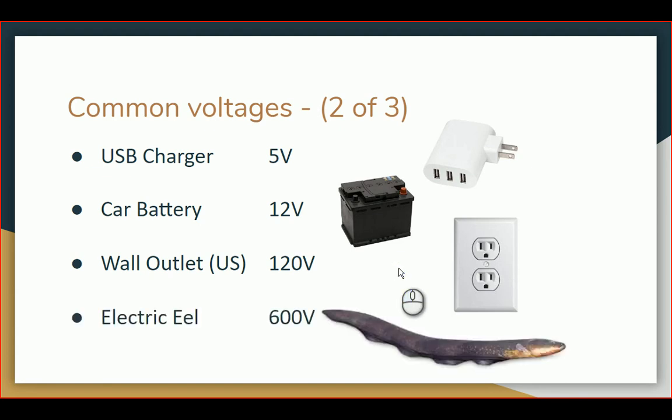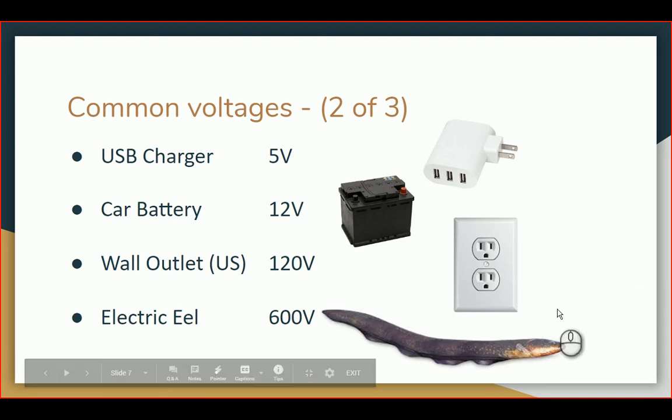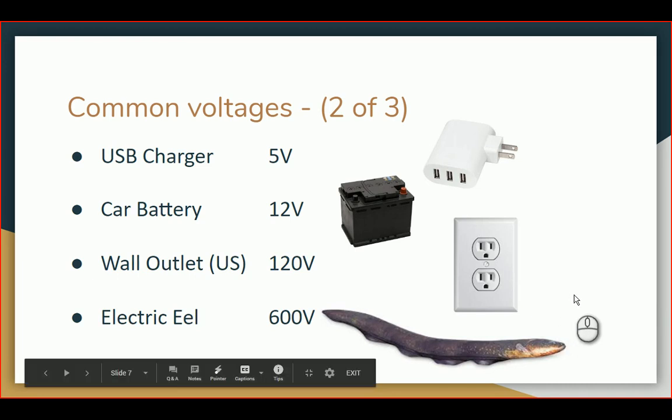And I thought I would include an electric eel. These animals can actually produce a jolt of up to 600 volts, and they use that to stun their prey. Not quite kill them, but you can stun them so they can eat it very easily.